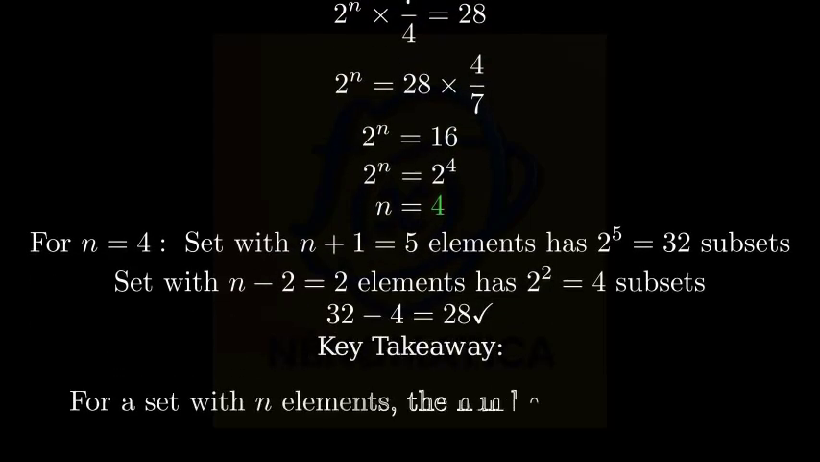In this problem, we used our knowledge of the number of subsets formula and laws of exponents to solve for n. The key insight was recognizing that for a set with n elements, the number of subsets is 2 to the power of n.